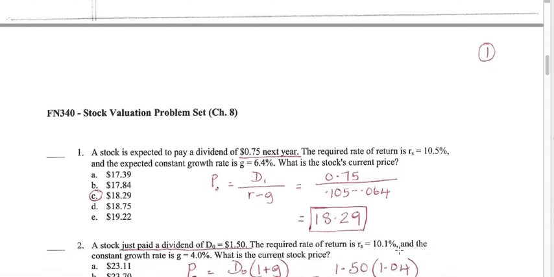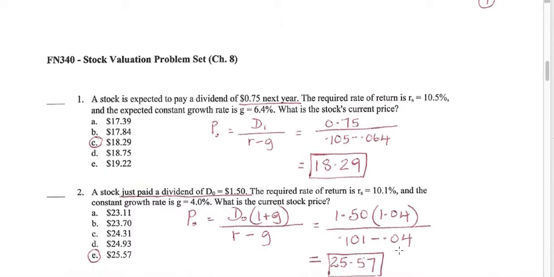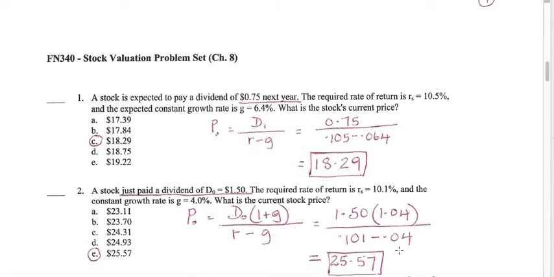Let's take a look at number 2. A stock just paid a dividend of $1.50. So notice in this case that the dividend has already been paid. That is your D0. Your required return is 10.1% and the growth rate is 4%. And you're asked for the stock price.